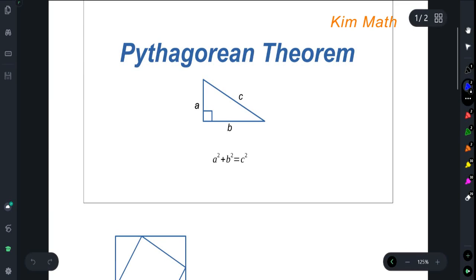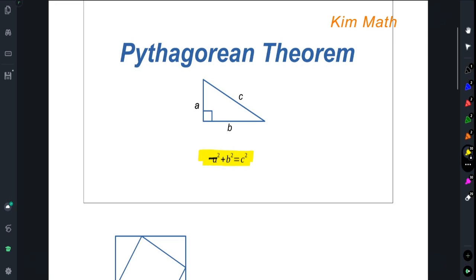Hi everyone, today we will discuss the Pythagorean Theorem, one very important formula here. A squared plus b squared equals c squared in a right triangle.